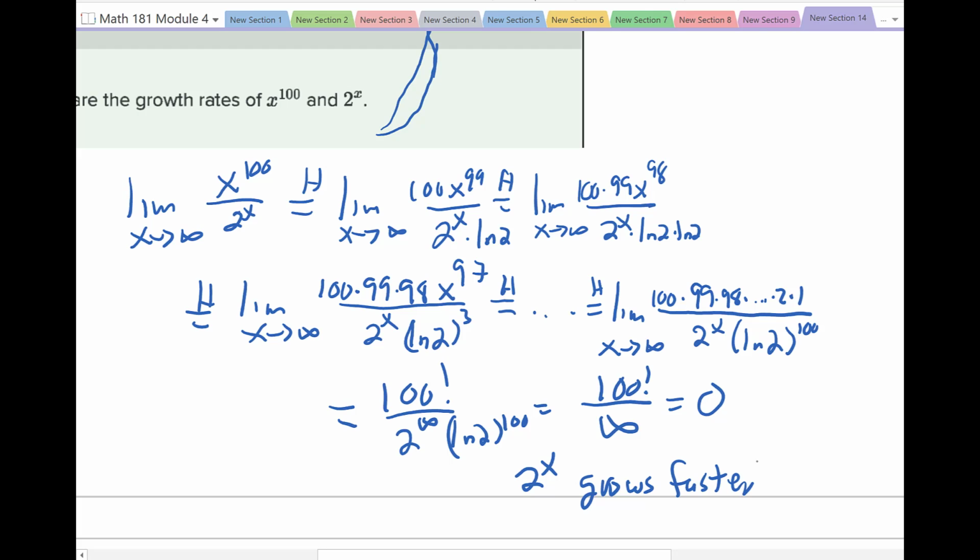And that's it for this overall section. Okay, next stop is Newton's method.